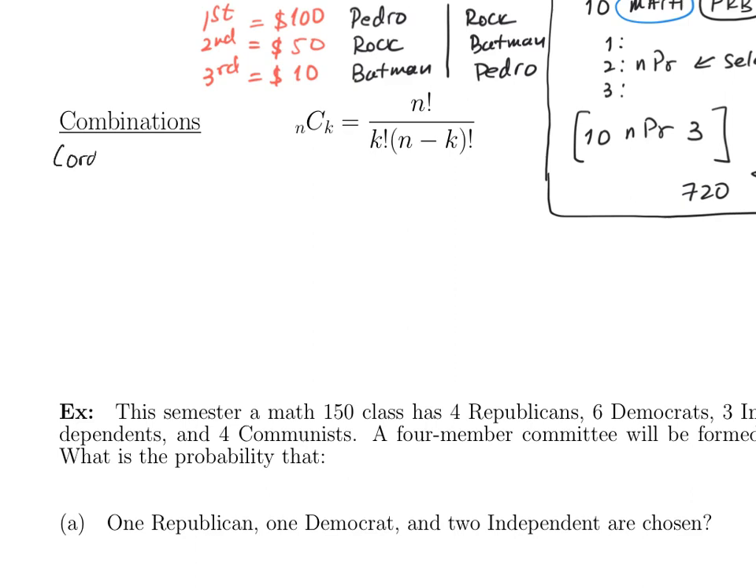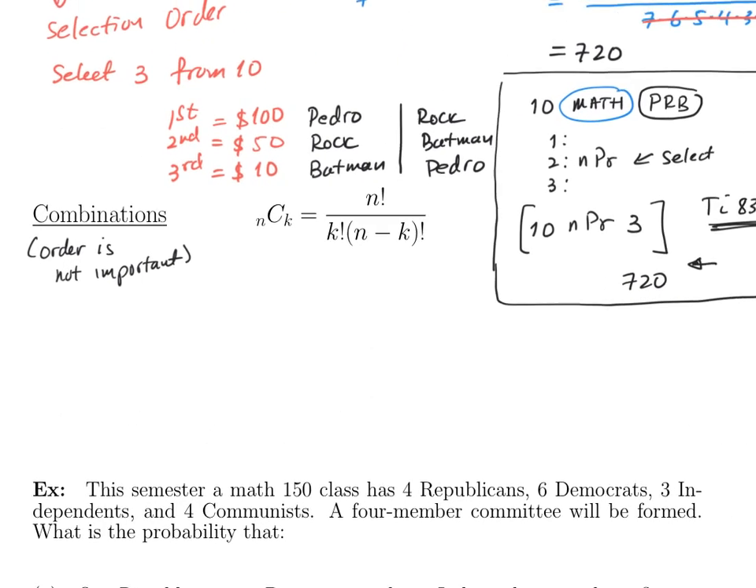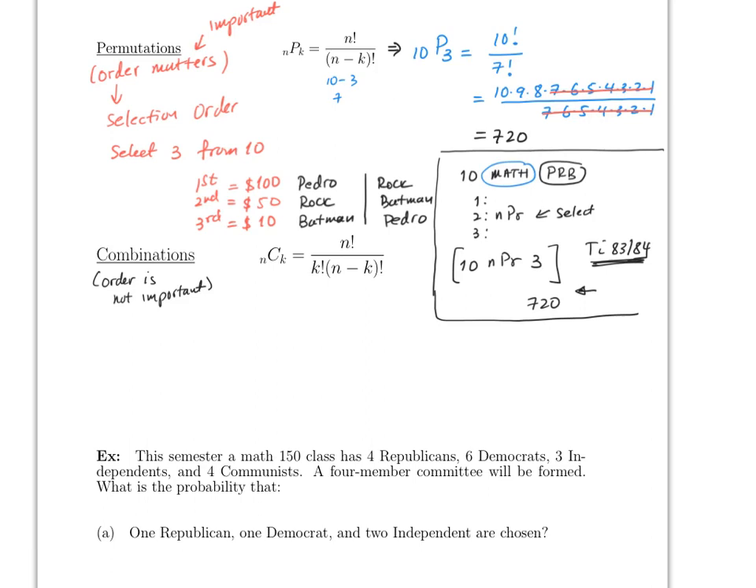So here, order is not important. So whoever gets selected first doesn't have any advantage over the next person. Notice how the two formulas are very, very similar. The only difference besides this one has a P and this one has a C, the main difference is that you have a K factorial outside. So notice that this part is identical to this one. So the extra part is this.